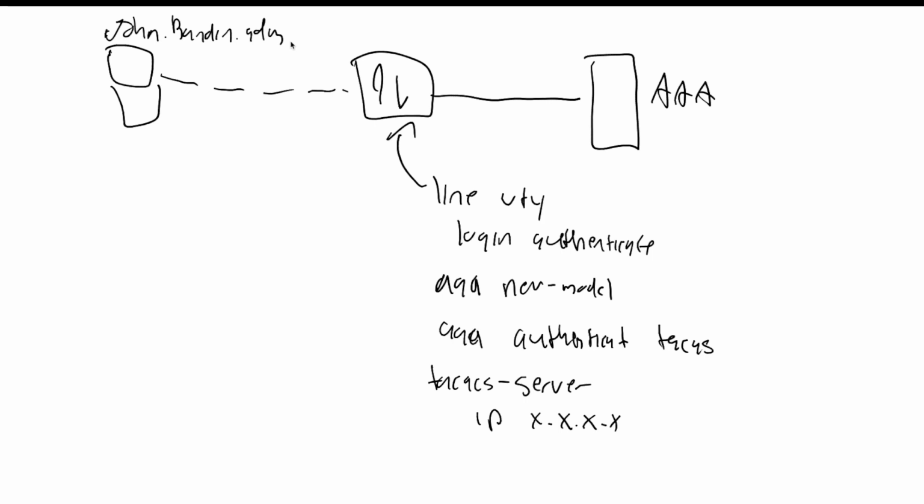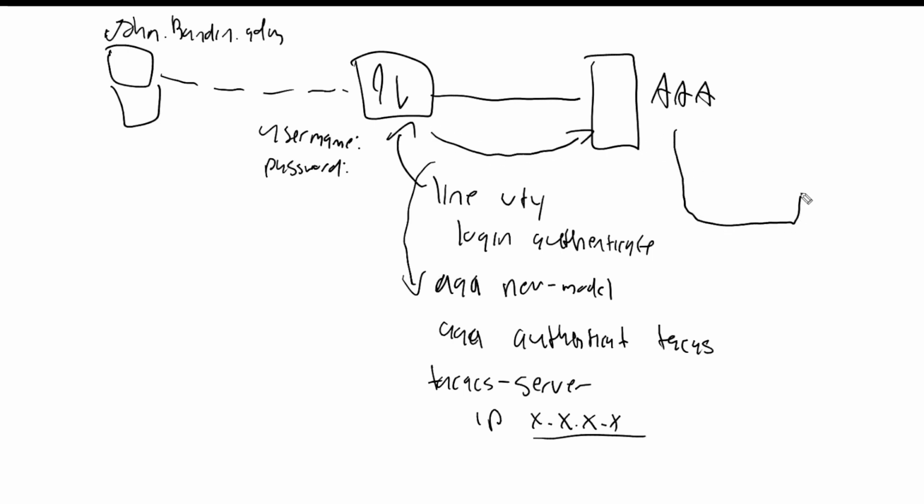Now, anytime someone tries to SSH on this switch, like this user here, we'll say this is me, john.bandon.adm, my admin account. When I try to do that, this switch is going to look at its configuration. It's going to say, okay, when I'm granting SSH access, I have to send the credentials that are getting put in, the username and password that I'm prompted for. I have to send that via the TACACS protocol to this server.